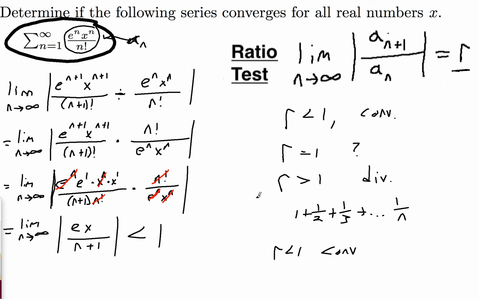And that's it. With the ratio test, sometimes when we have a variable x and we're evaluating the limit as n goes to infinity, we can solve for x to figure out where the limit is going to be less than 1. But because we have n in the denominator, we know that the limit as n goes to infinity is going to approach 0. So we're guaranteed that this is going to converge no matter what x is.